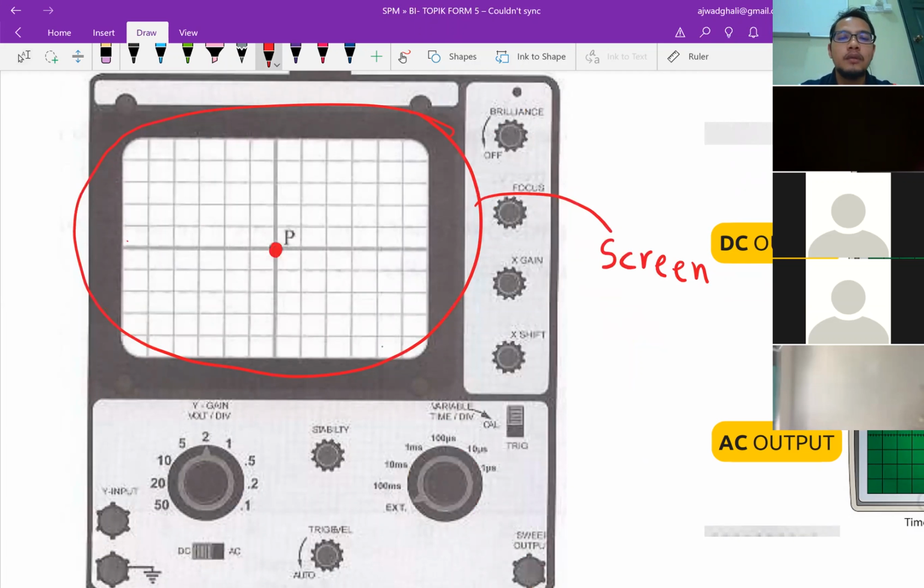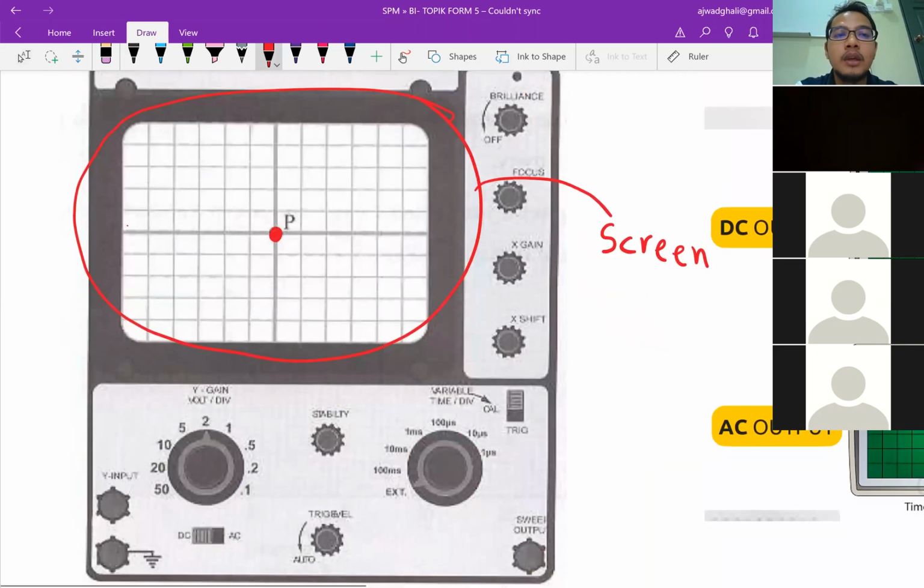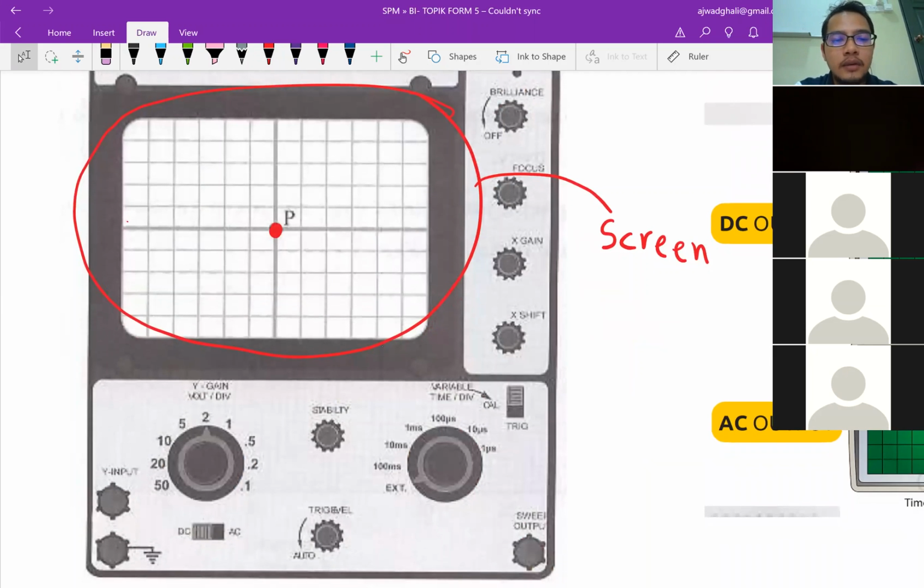Okay, if you just switch it on, the dot will be on the center. Right. So there's two main buttons at the bottom. Y gain, which is this one, is the Y axis.